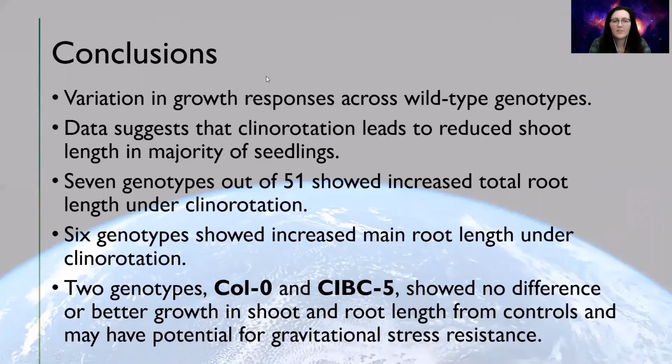We found a variation in growth responses across the wild-type genotypes. Our data suggests that clinorotation leads to reduced shoot length in the majority of seedlings. 7 genotypes out of 51 showed increased total root length under clinorotation. 6 genotypes showed increased main root length under clinorotation. Two genotypes, Col-0 and CIBC-5, showed no difference or better growth in shoot and root length from the controls and may have a potential for gravitational stress resistance.